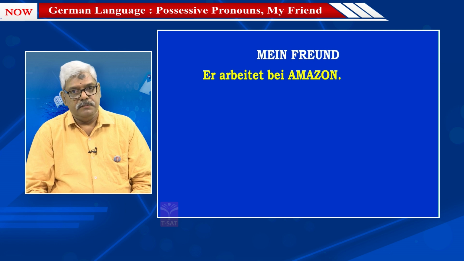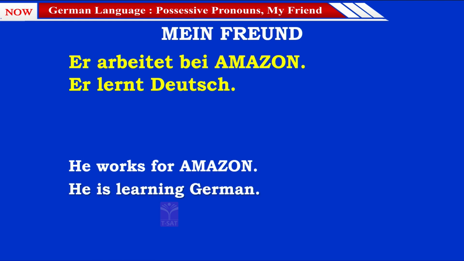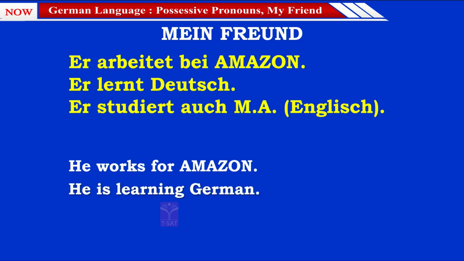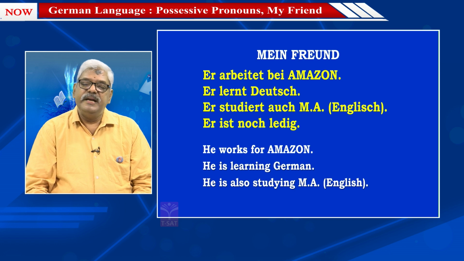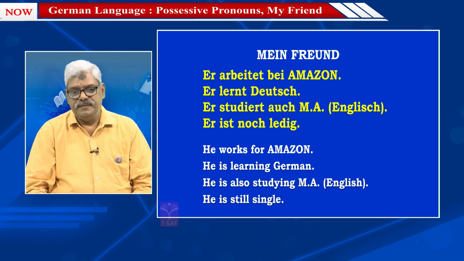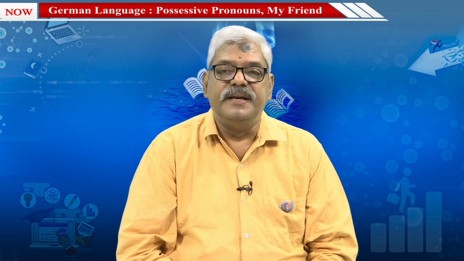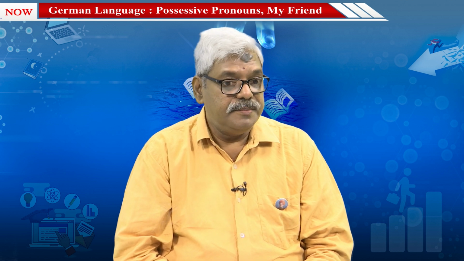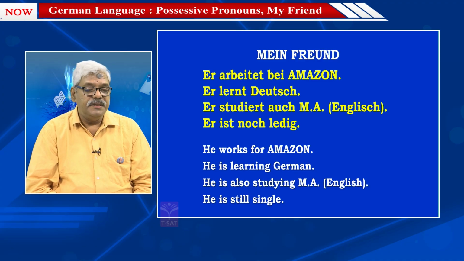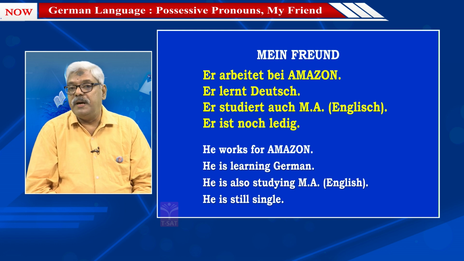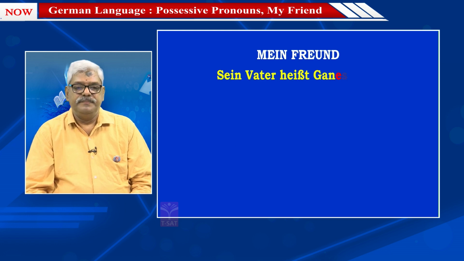Some more information about him. Arbeitet bei Amazon. He is working for Amazon. Lernt Deutsch. He is learning German. Studiert auch immer Englisch. He is also studying MA English. Ist noch ledig. He is still single. So he is working for Amazon, he is learning German, he is also studying MA English, and he is still single. Sentences in German, once again. Arbeitet bei Amazon. Lernt Deutsch. Studiert auch immer Englisch. Ist noch ledig.